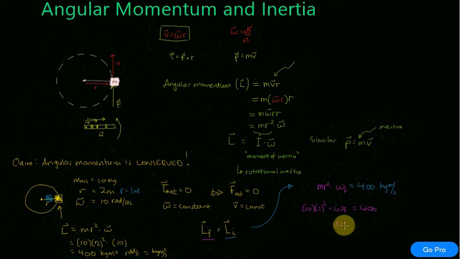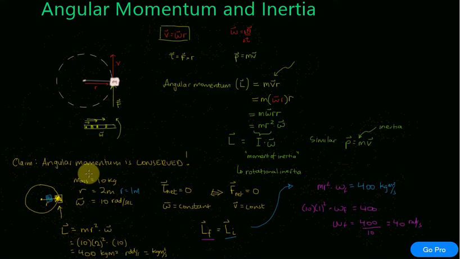So then omega final, or final angular velocity, is going to be 400 divided by 1 squared, which is 1, and 10 times 1 is 10. So that's going to be equal to 40 radians per second. Okay, so let's try and make sense of this for a second.